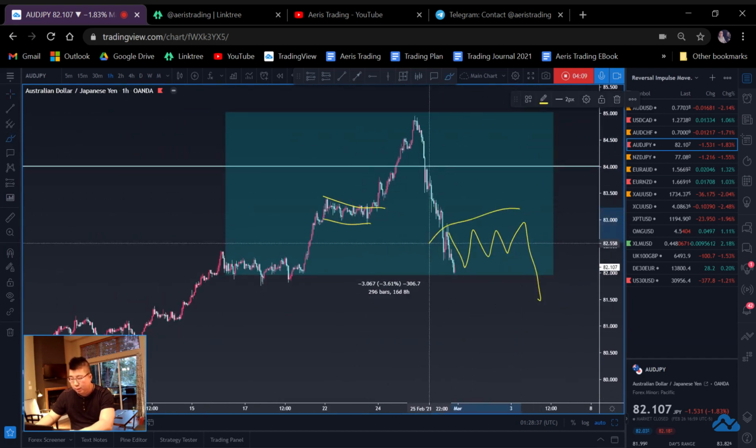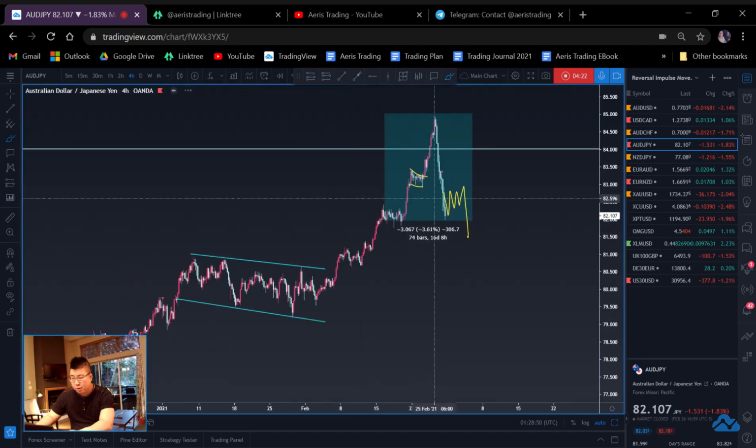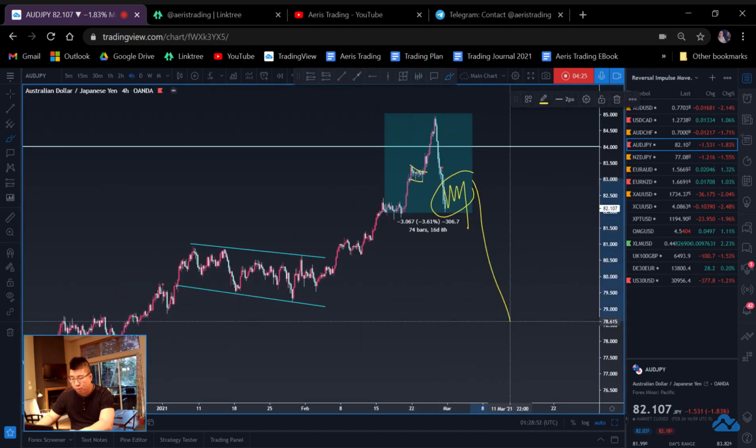And if we can get a continuation correction, this is what makes these reversal impulses work very well. After a reversal impulse, it has to be followed by a continuation correction to give it much more depth and much more confluence to look for that continuation sell to push the price down.